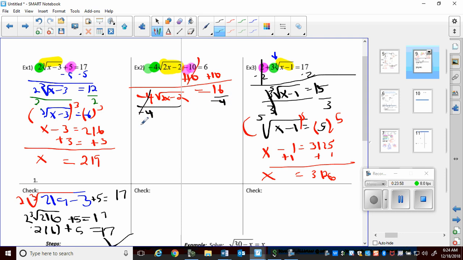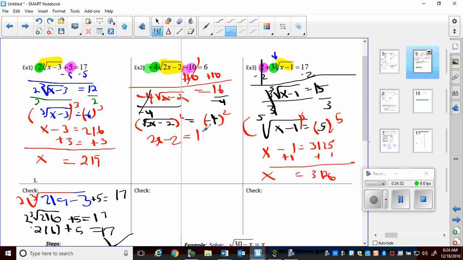Okay? Divide both sides by negative 4. And I get this canceling, I get square root of 2x minus 2 equals negative 4. Square both sides of this radical, because that's what I'm working with. And then I just solve for x. So I have 2x minus 2, it just comes out of the radical, equals 16.